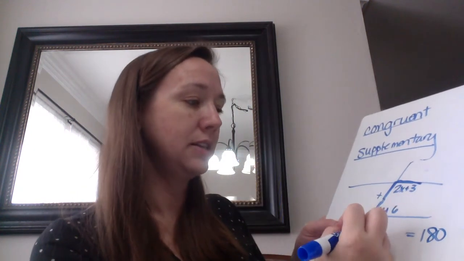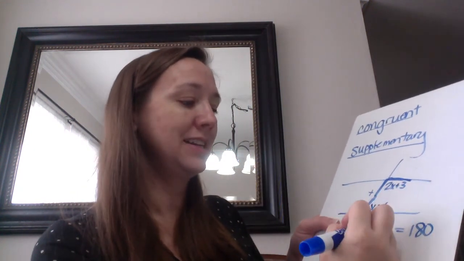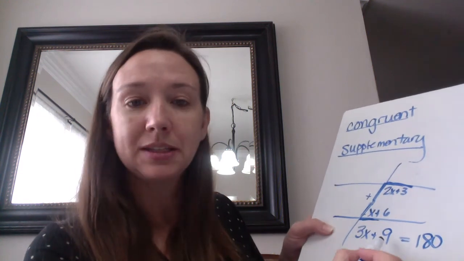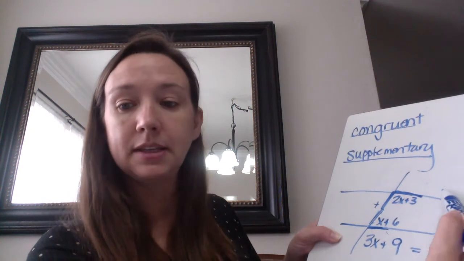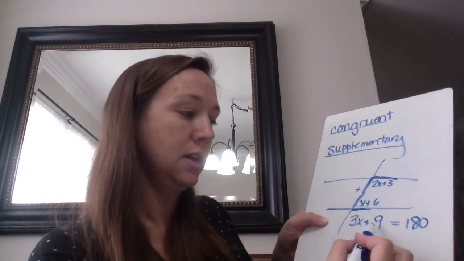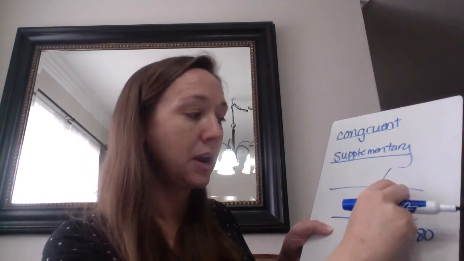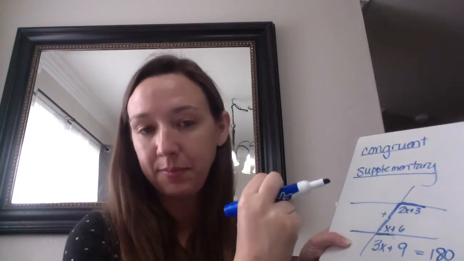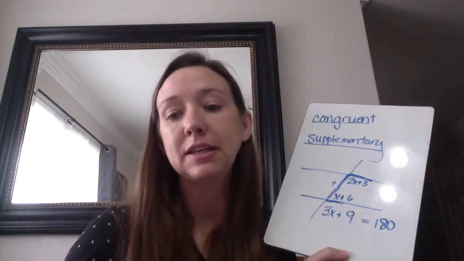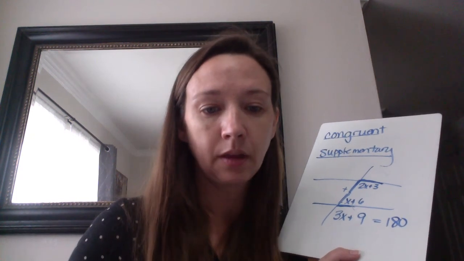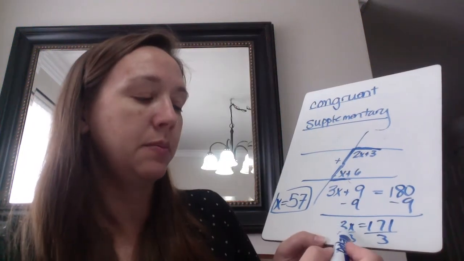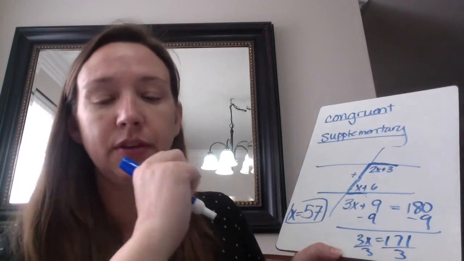2x plus x is 3x. 3 plus 6 is 9. So I have 3x plus 9 equals 180. I just added the x's together and the constants together, and I got a new expression that's equal to 180. Because whatever this measure is and whatever that measure is, they add up to 180. I'm now going to solve this. I'd like you to try solving this one. I subtracted 9 to get 171. I divided both sides by 3, and I got x is 57.